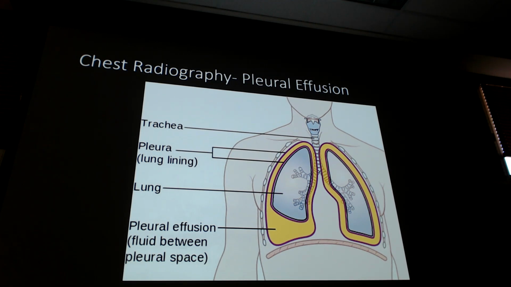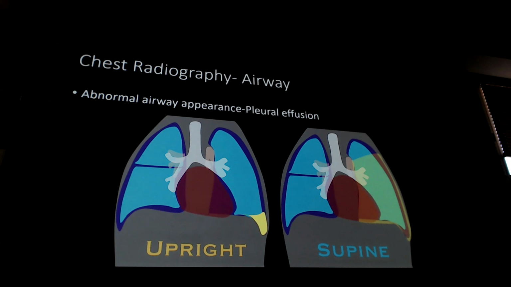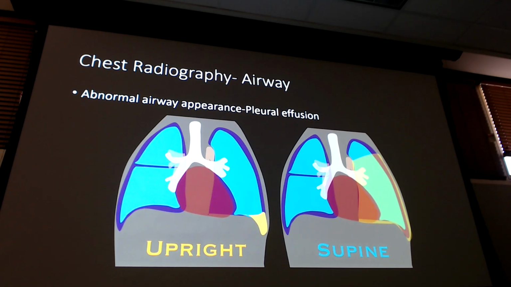So this is what it is. It's fluid within the pleural space. And this is why we need that upright chest X-ray. Now we can do something which we'll talk about a little bit later called decubitus. We'll talk about what that is, because that is something you have to order specifically if you want it. It does not come standard.